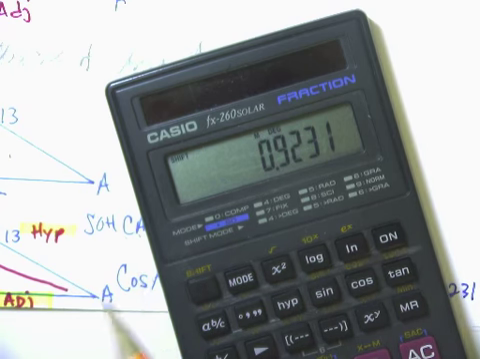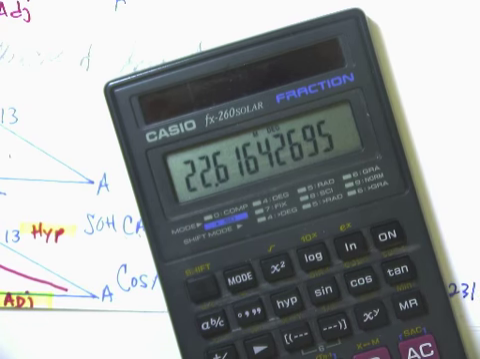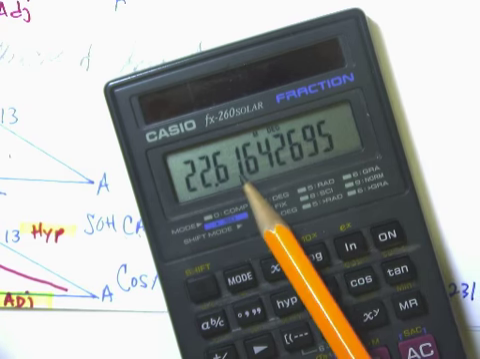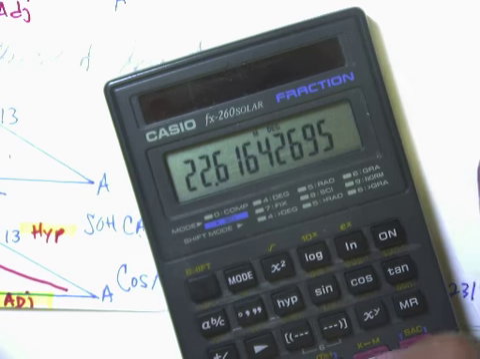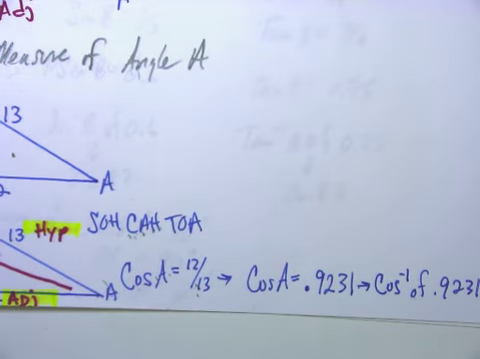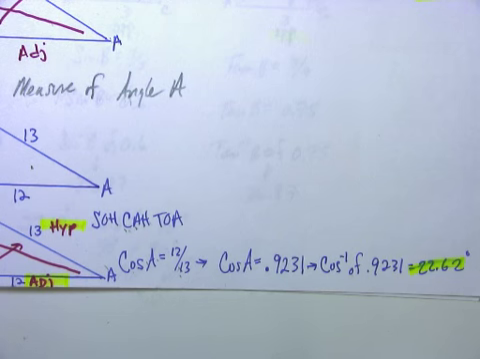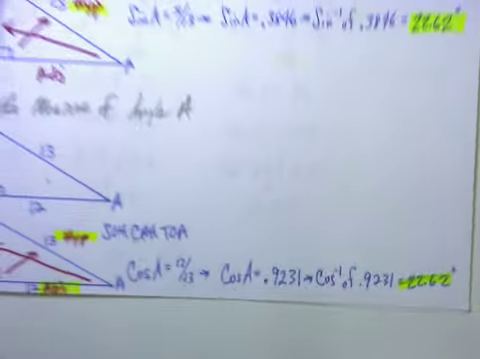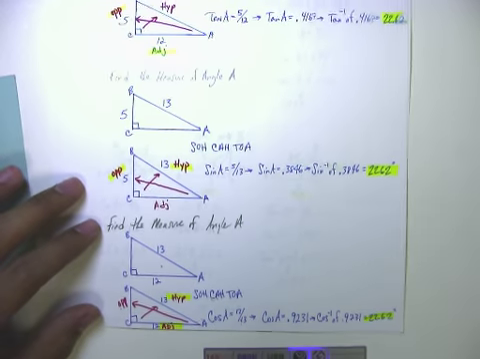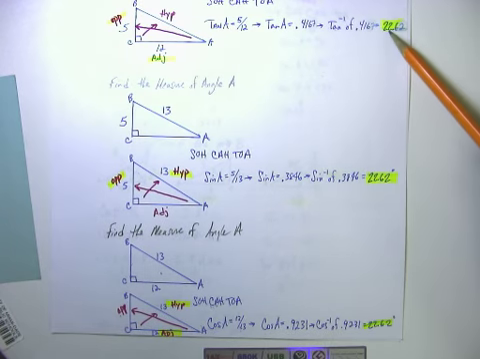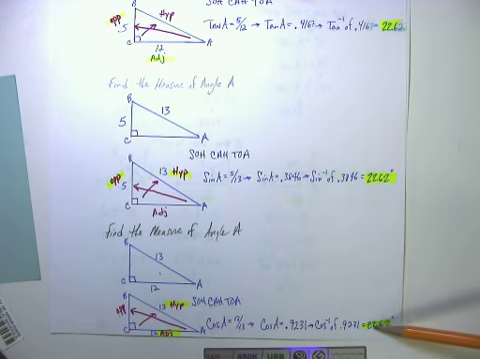So when I go into my calculator here, and I put in 0.9231, and I hit the shift button, and I'm using the inverse of the cosine function, so I hit the shift button, and now I'm going to hit the cosine. What do I get? I get 22.61. This is a 6, so this becomes a 2. So what I get here is 22.62.